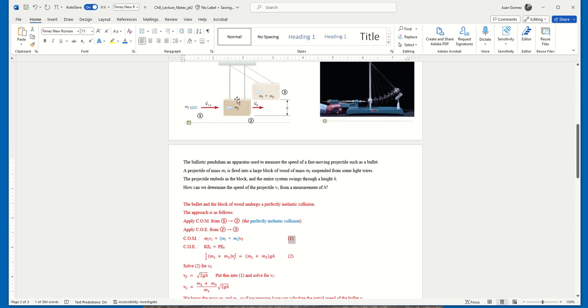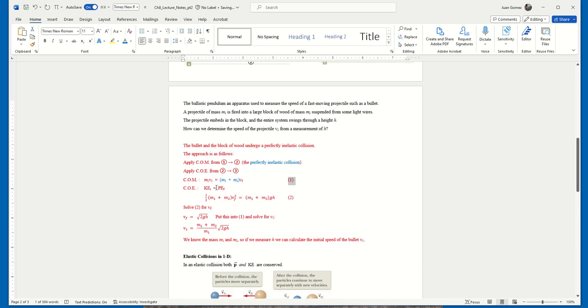Now let's look at stage 2 to stage 3. We want to do conservation of energy. In stage 2, the energy is all kinetic, because the bullet is now embedded into the block of wood. So their total mass is m1 plus m2, and they move off immediately after the collision with some speed vf. Then the pendulum swings up to that max height h. At that maximum height h, we know the speed is 0.